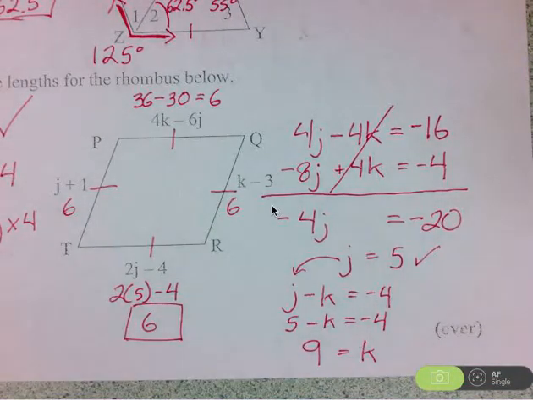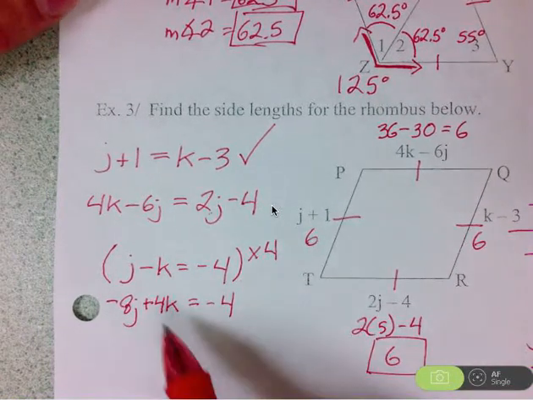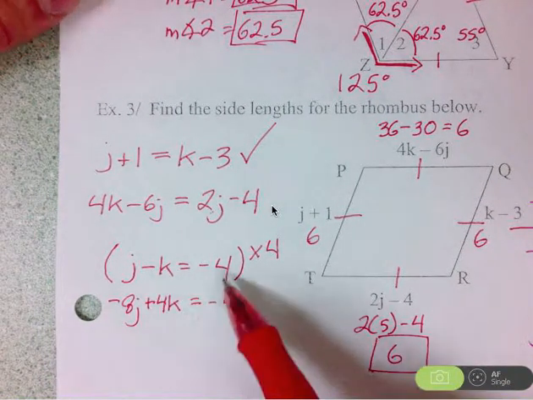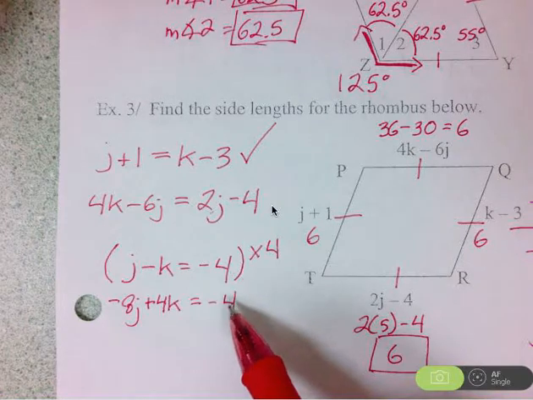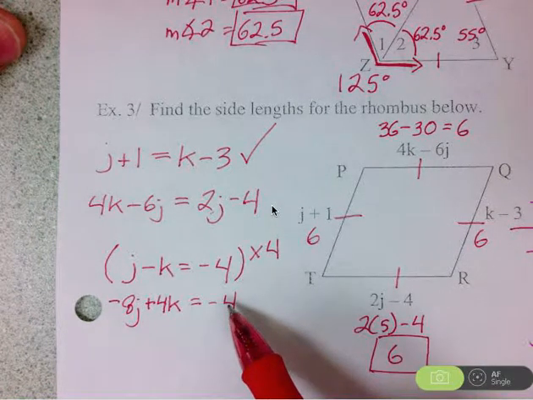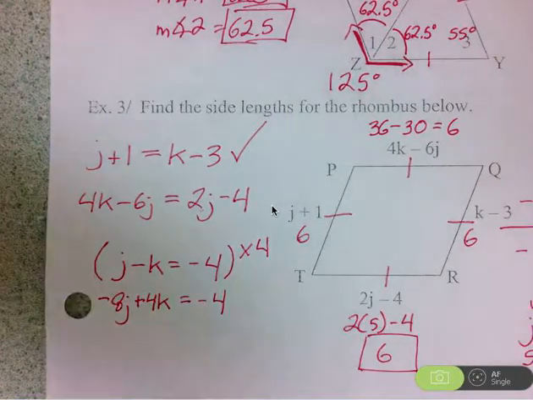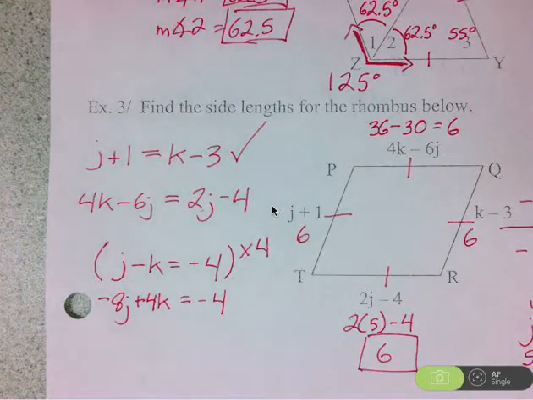So this method is called elimination. Once you set up your two equations, you need to get the variables on one side and the constants on the other side, and then you want to eliminate one of the variables by making coefficients that are opposites. So I hope this has been a helpful reminder of how to do elimination.